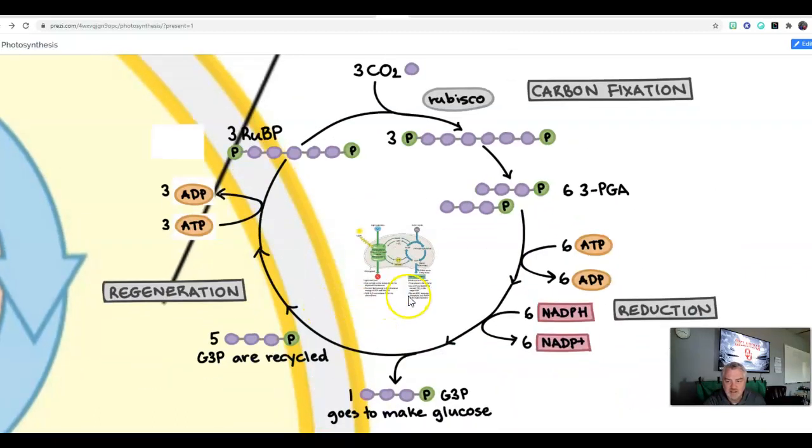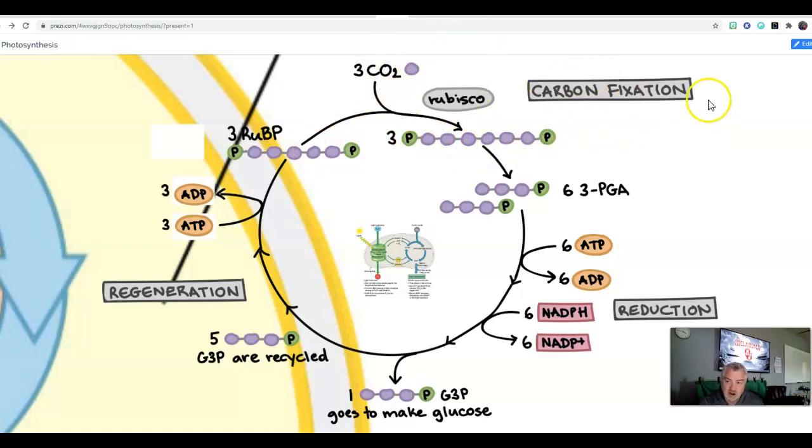And it kind of looks like this. It's a pretty complex process. We're not going to spend a whole lot of time and detail, but what I want you to understand from it is we're going to start with this RuBP, which stands for ribulose bisphosphate. It is a 5-carbon compound. And what happens here is carbon dioxide is going to get added to that, forming this 6-carbon sugar.